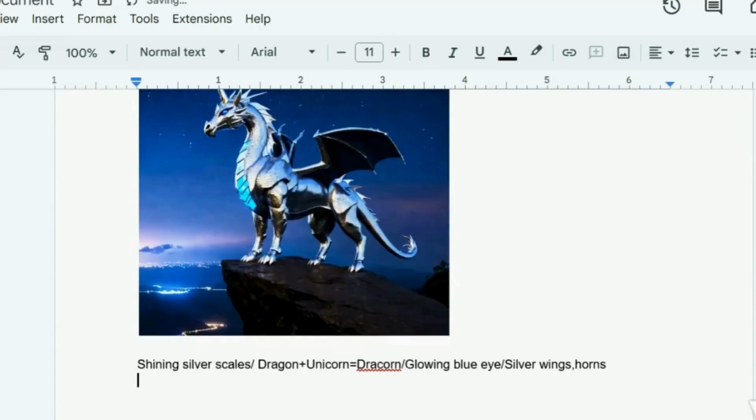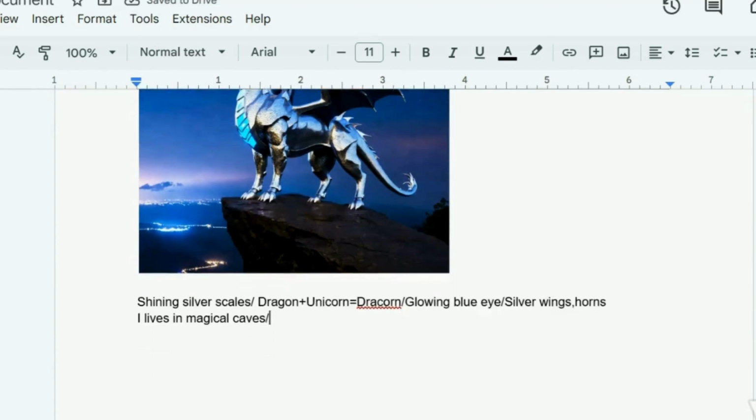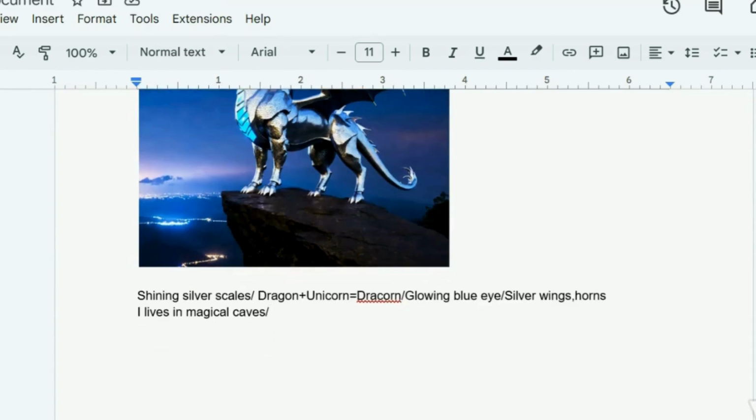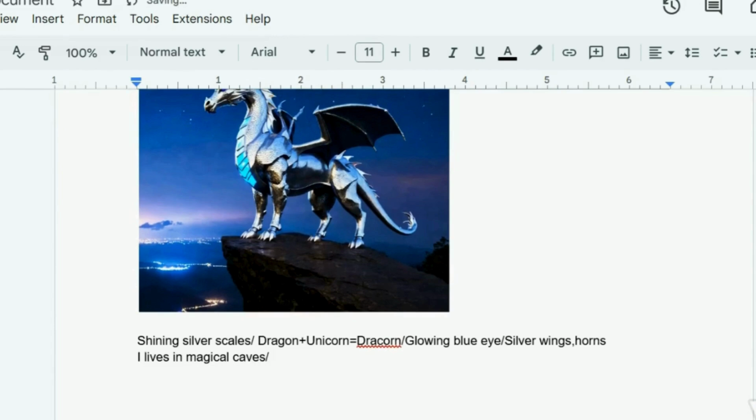Now let's describe the place it lives. It lives in magical caves. We should make this sound very mythical, magical, and amazing. In magical caves, in huge cliffs.